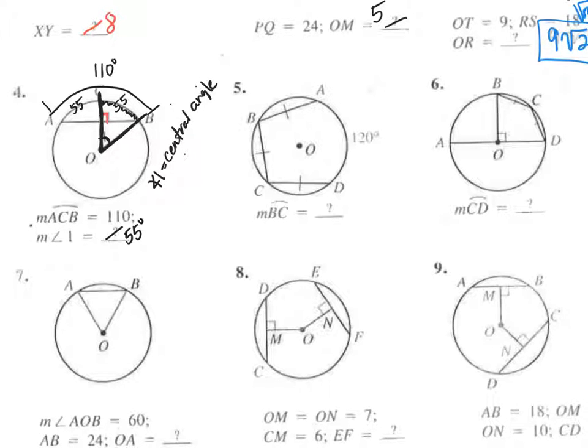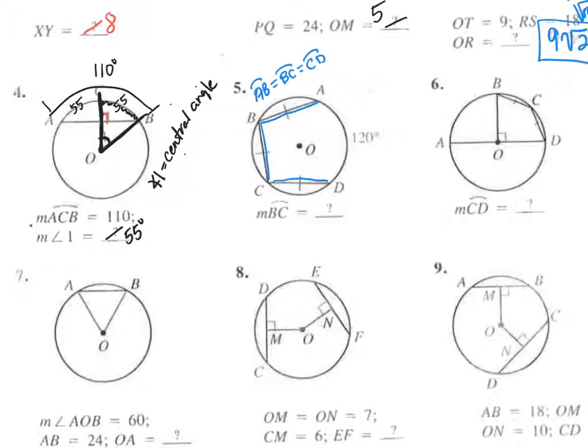Okay? On number 5, we have 3 equal chords. Equal chords in the same circle divide up equal arcs. So arc AB is going to equal in measure to arc BC, which will equal in measure to arc CD. We're told that AD is 120 degrees.